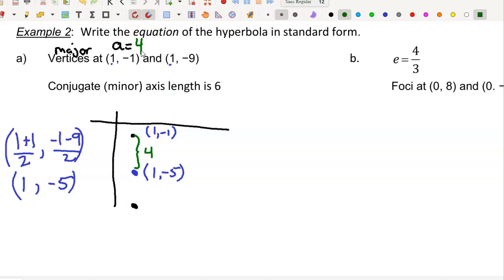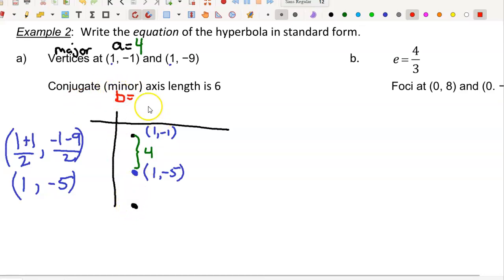And as I said before, you need 3 things. Right? You need the center, A, and B. So we have the center, 1, -5. We have A, and then we need B. And that's what the second one is going to help us find. Minor axis is always going to be B equals. All right? So that length, they said, is 6. So that means all the way across. This whole length of the whole thing all the way across is 6. But B is only from the center to the point. So how long is B?